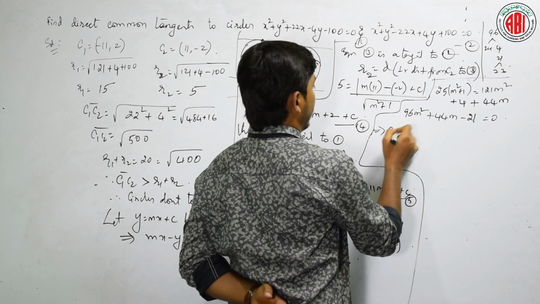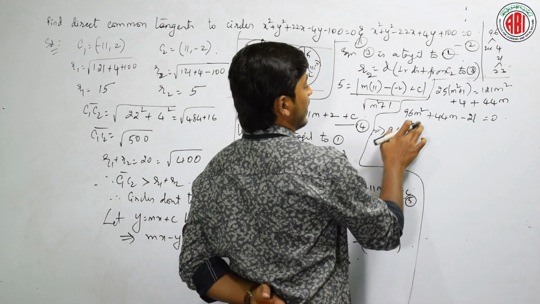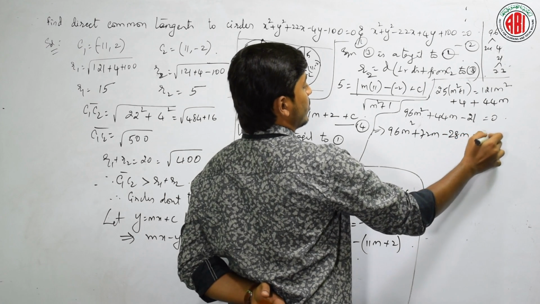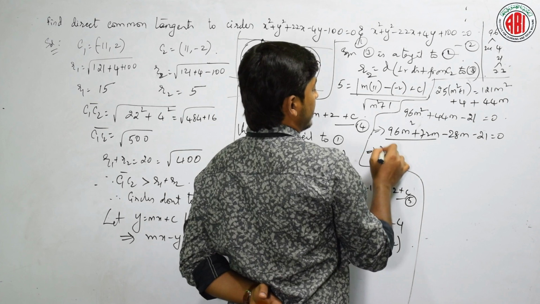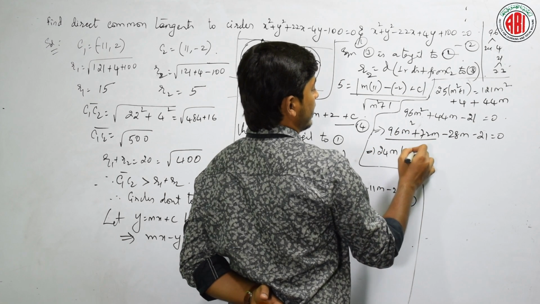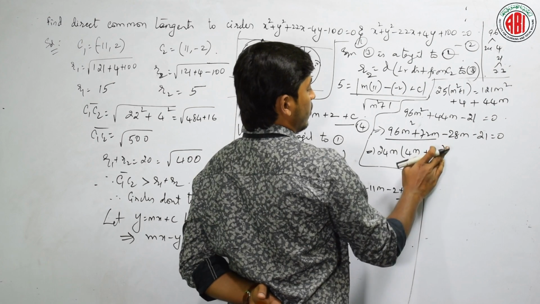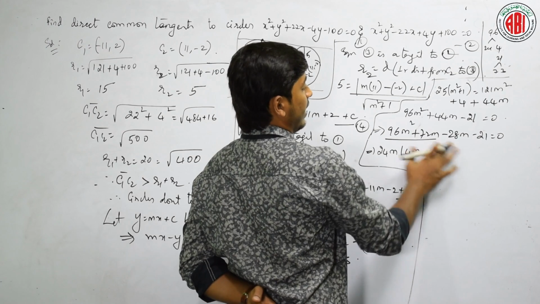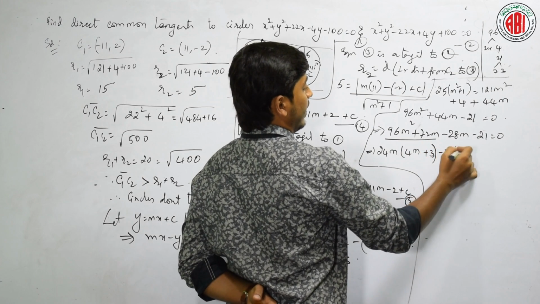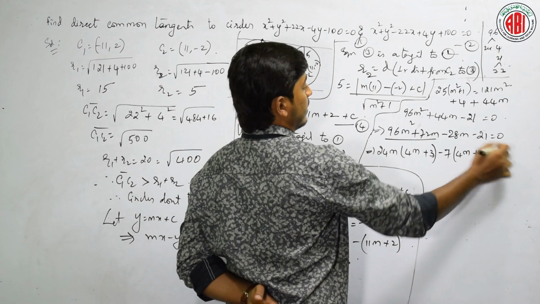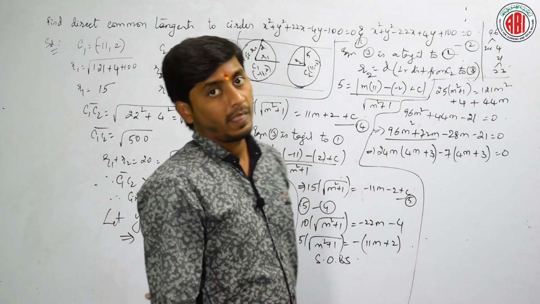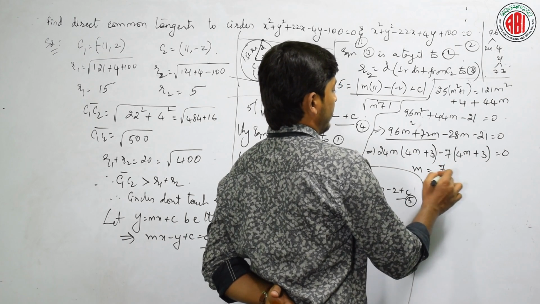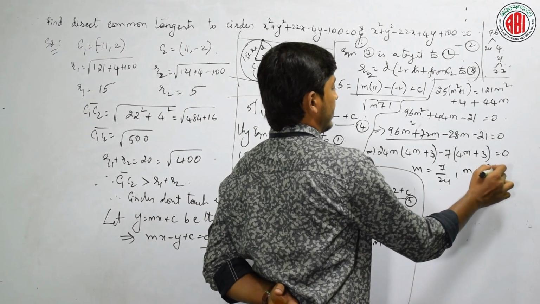Okay. So, let us write it as 96 m square plus 72 m minus 28 m minus 21 is equal to 0. Let us take 24 m common here, I will get 4 m plus 3, and if I take minus 7 common, I will get again 4 m plus 3. So, I will get the values of m as 7 by 24 and minus 3 by 4.